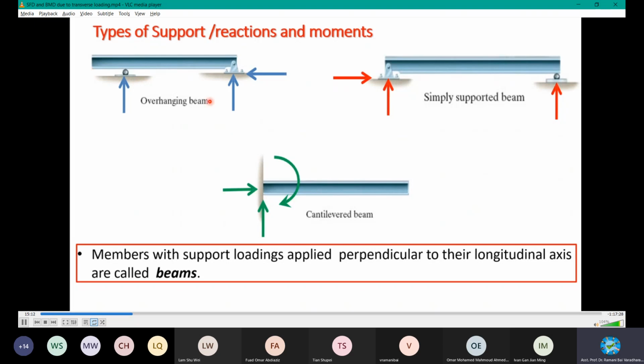When you see the restrained one, it's just a kind of roller. You can call this a roller or just a pin. Meaning what? Okay, I will go to the next slide, then it is very clear. I will come back to this slide again after showing the next one. Members with supports, with loadings applied perpendicular to their longitudinal axis, are called beams. So it is always loaded perpendicular to the longitudinal axis. Loading is on top, always perpendicular to the longitudinal axis. Then it is called a beam.